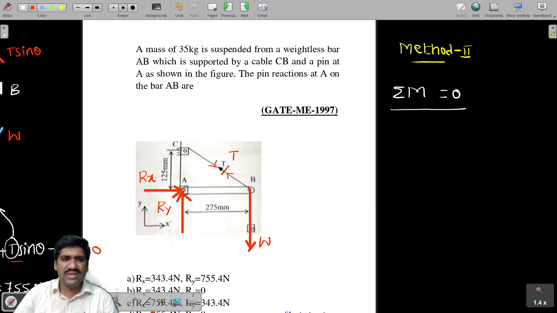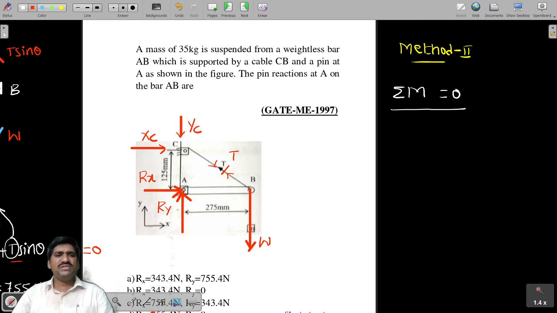Then what happens is very simple. Provide one reaction here, where I am taking this one as XC and this one as YC. Perfect. Now, you better take the moment center as C.